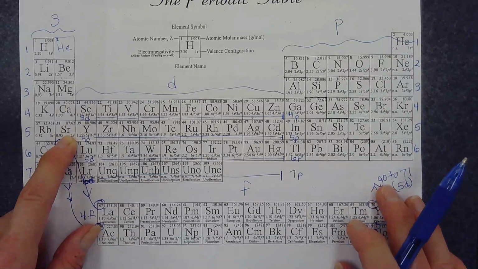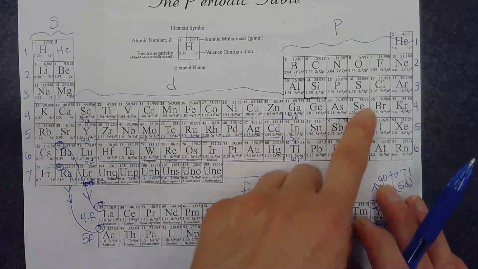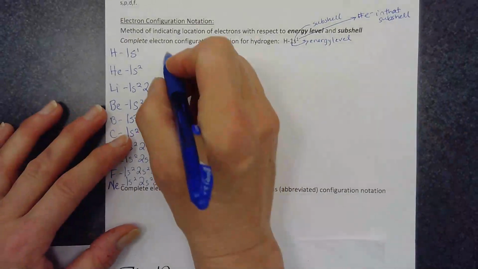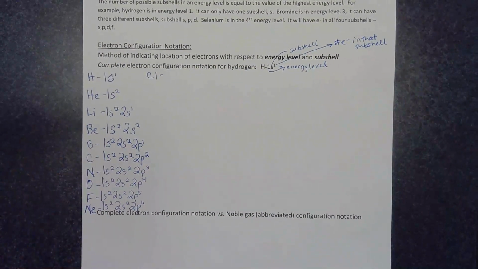All right. Now, I want you to do titanium. Actually, let me go easier than that. Do chlorine. Do the complete electron configuration notation for chlorine. Write it down. Complete electron configuration notation for chlorine.